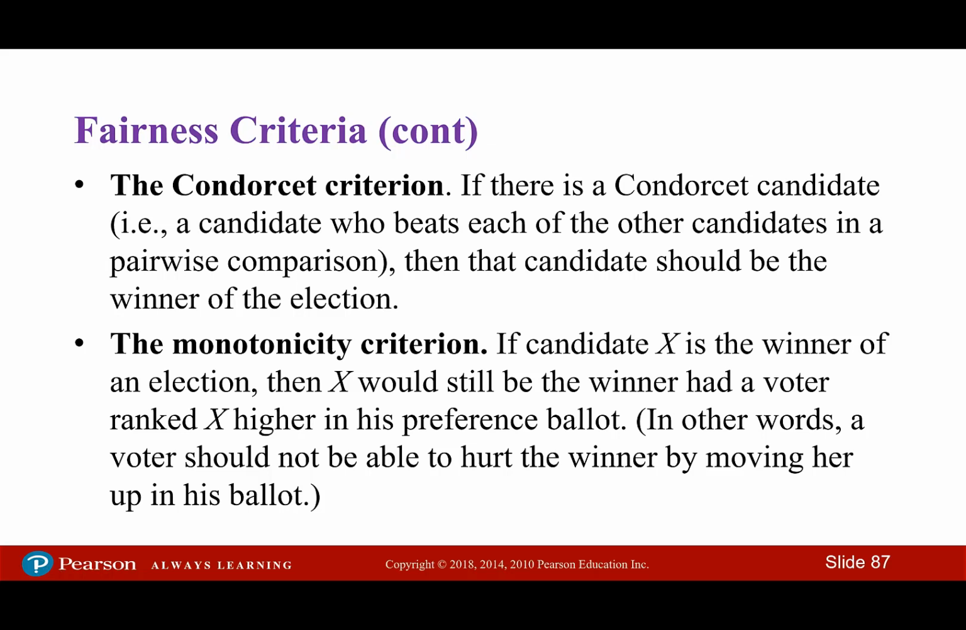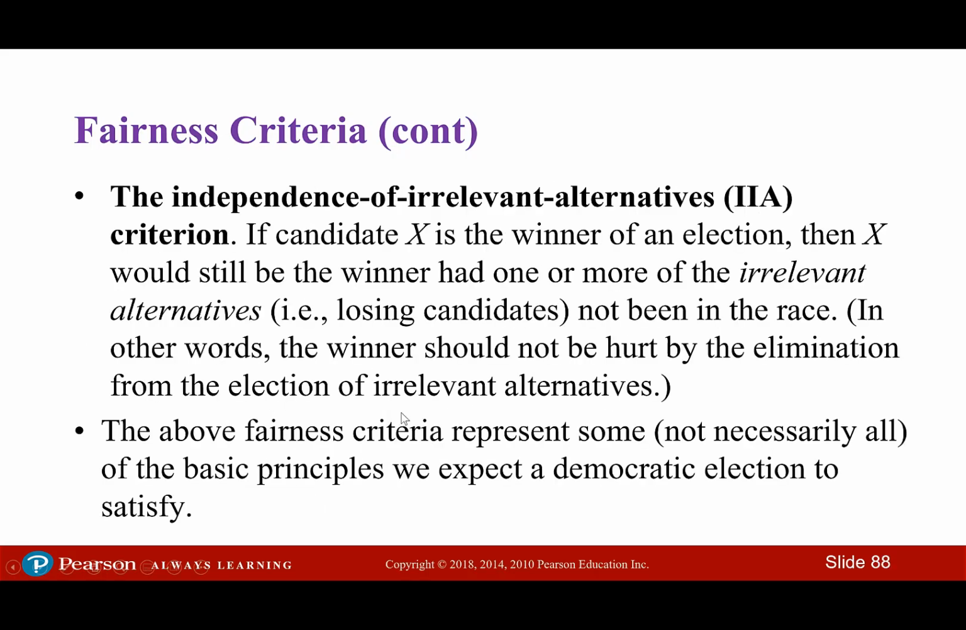And if this is stated, candidate X is the winner of an election, then X would still be the winner had a voter ranked X higher in his preference ballot. So technically, if you move this candidate up on the higher rankings, the candidate would not be able to hurt this candidate by moving up the ballots. So there's the monotonicity criteria.